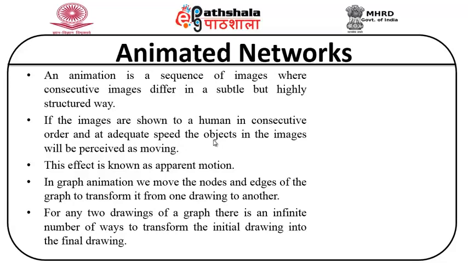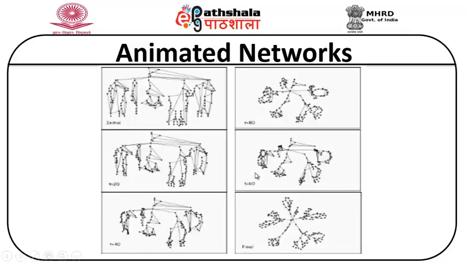In graph animation, we move the nodes and edges of the graph to transform it from one drawing to the other. For any two drawings of a graph, there is an infinite number of ways to transform the initial drawing into the final drawing. So these are good examples of animated networks. We can see the entire network can be represented in different ways.